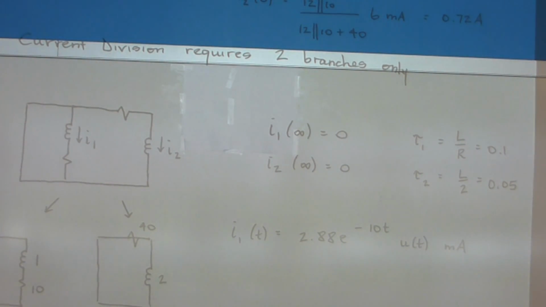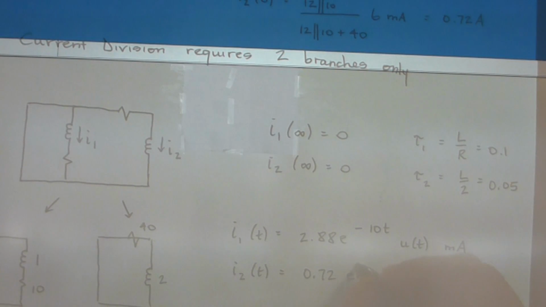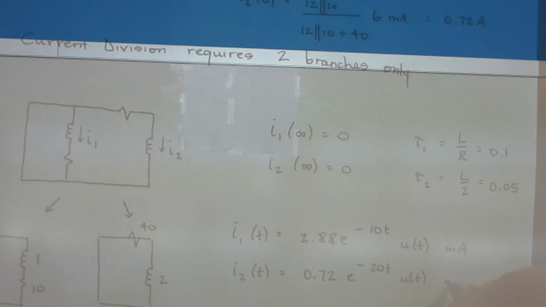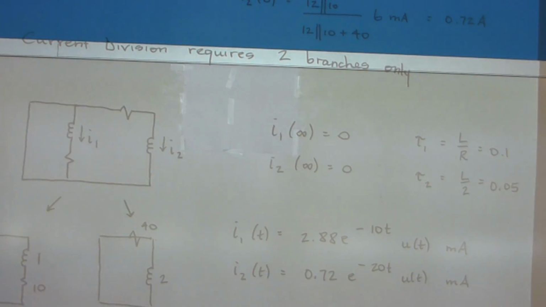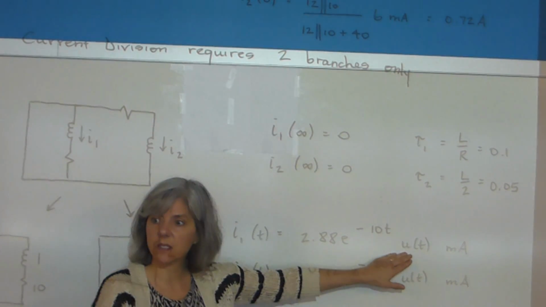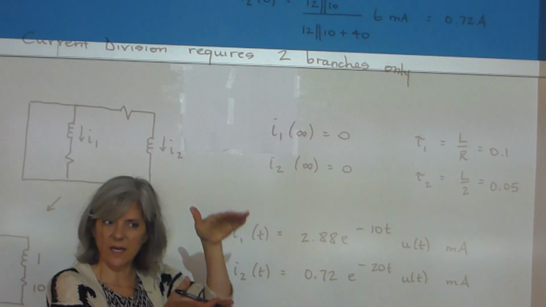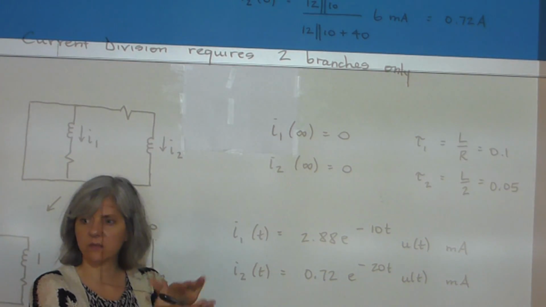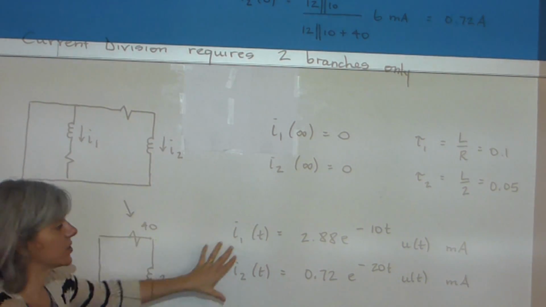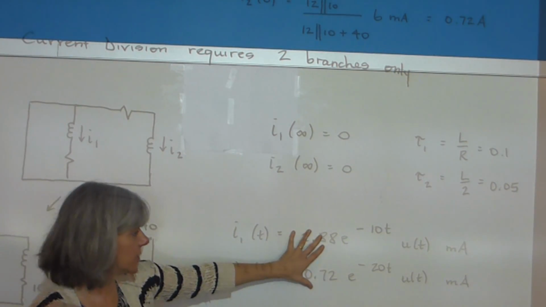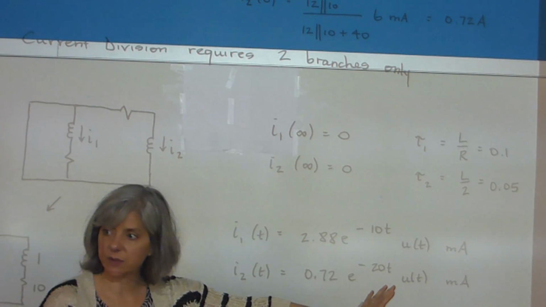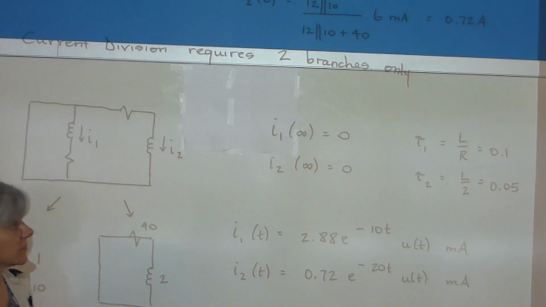in milliamps, and I sub 2 is 0.72 e to the minus 20t u of t milliamps. So again, remember what the u of t does: it says when t is less than 0, the answer is 0, so I don't have to write it as two lines of a piecewise function. And these are both natural responses because they have an initial value and they're decaying down to 0.